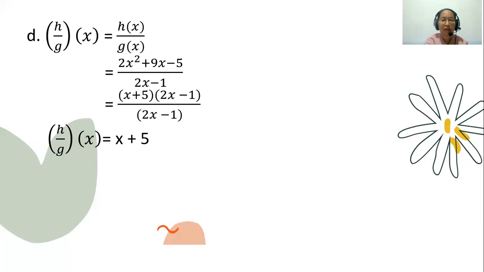So as you can see here, the factors of 2x squared plus 9x minus 5 are x plus 5 and 2x minus 1. Then, with the same denominator of 2x minus 1, simplifying this, we can cancel 2x minus 1 from our numerator and 2x minus 1 from our denominator. Thus, h of g of x is equal to x plus 5.